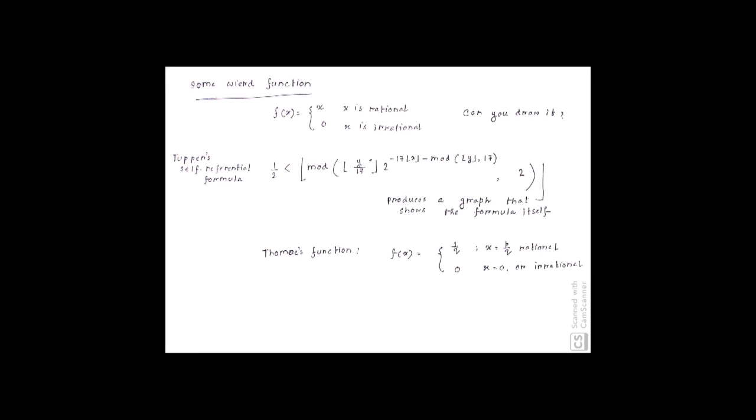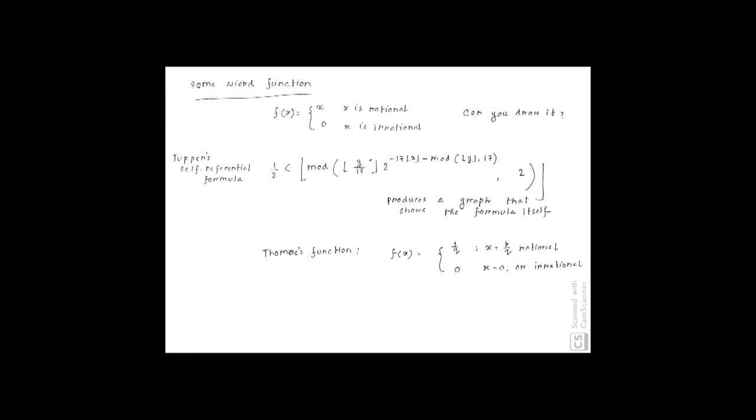The first one is a function where f of x is equal to x whenever x is rational, and it is equal to 0 whenever x is irrational. So actually this is a very weird function. If you see its weirdness, if you are going to draw the graph of this function, it's your task to draw the function, or see if you can really draw it.